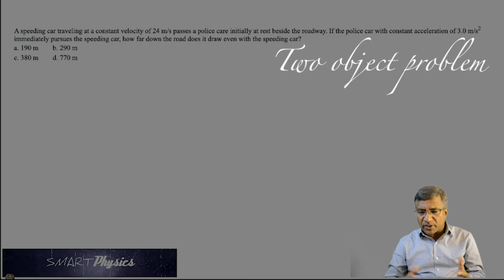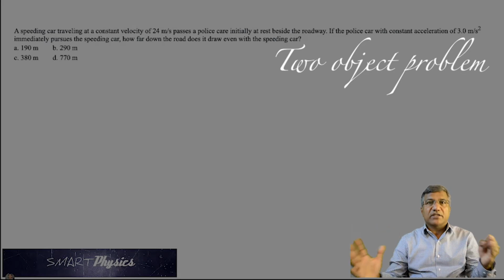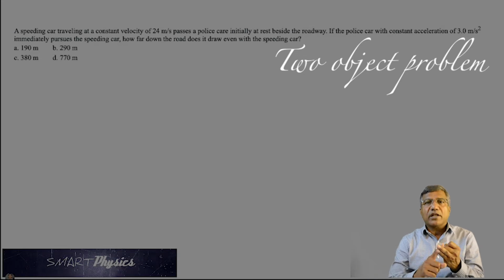And if you read the question, you know the initial velocity of the police car is 0. The acceleration is given as 3.0. And we have nothing else. We only have two quantities. We do not have the time after which the cop gets even with the speeding car, neither do we have the displacement. That's why this problem may be tough for a few of you.